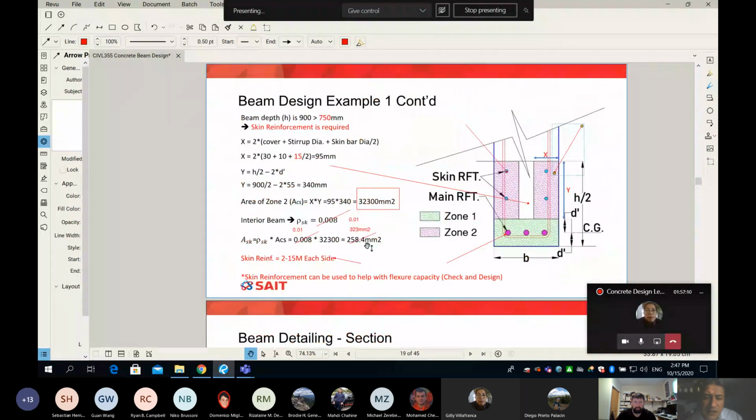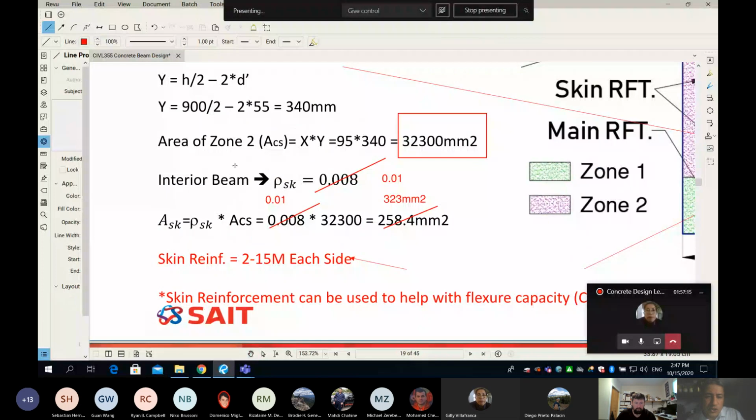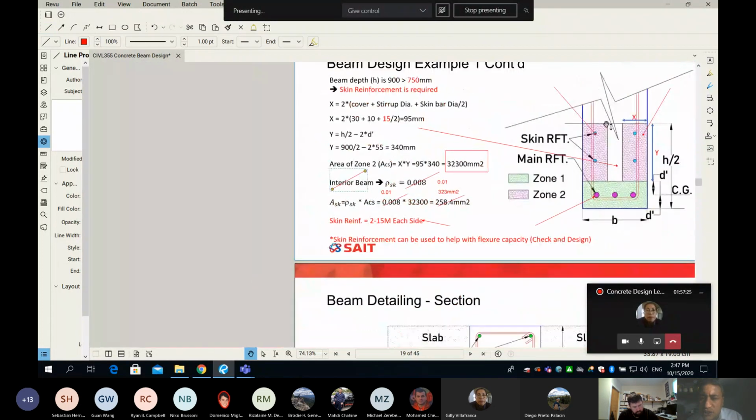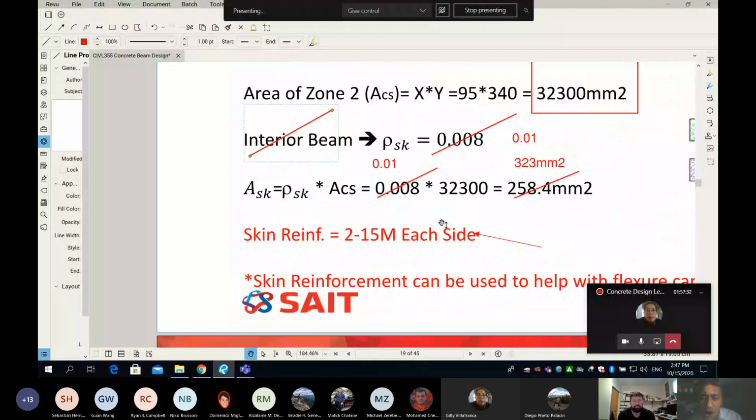So there is a little mistake here, which is very simple. For an exterior beam, this has to change. This one is an exterior beam, and so for an exterior beam, rho skin is 1% from the code. You take the 1% and multiply by the area of the hatched or shaded area, and you get the area of steel. For the skin, you convert the area of steel to a bar number. We typically use 15M. A 15M has 200 mm². So if you divide 323 by 200 mm² for a 15M, you need 2 each side.